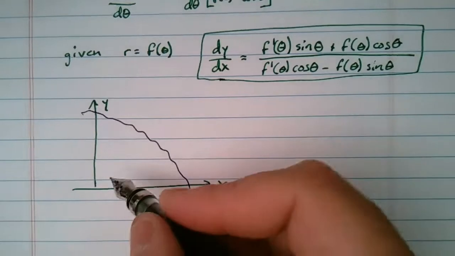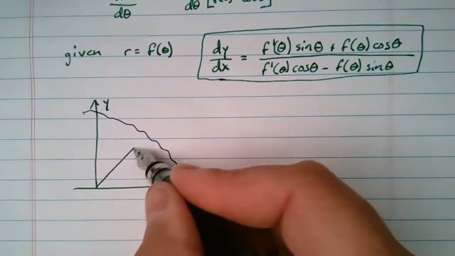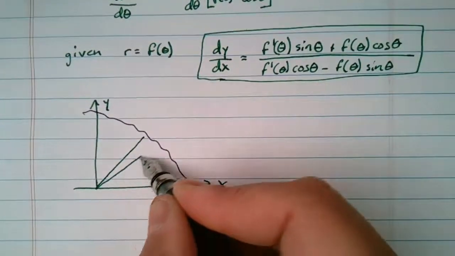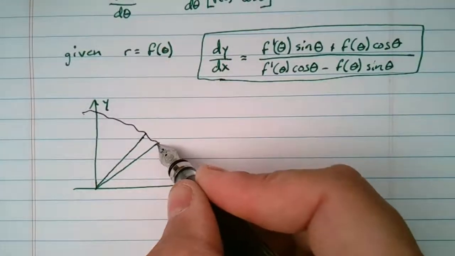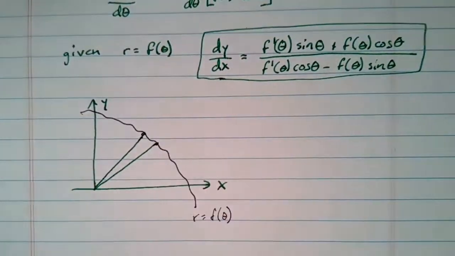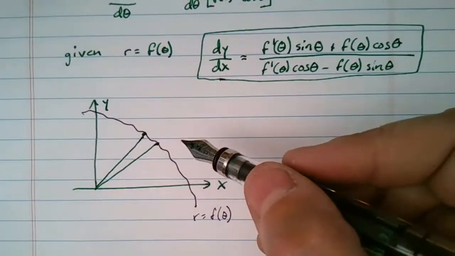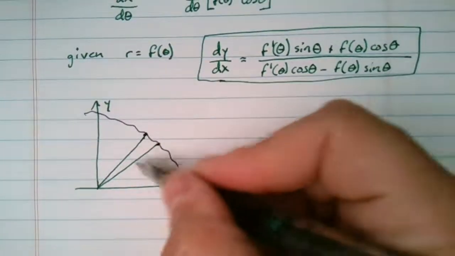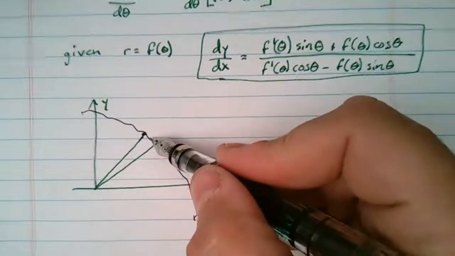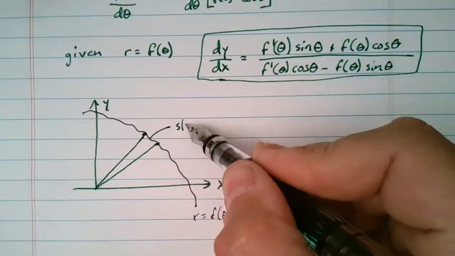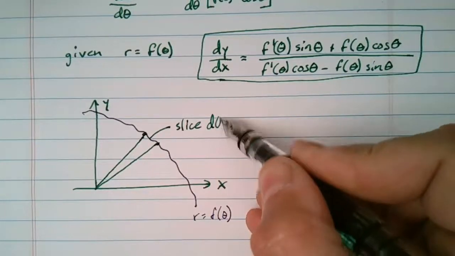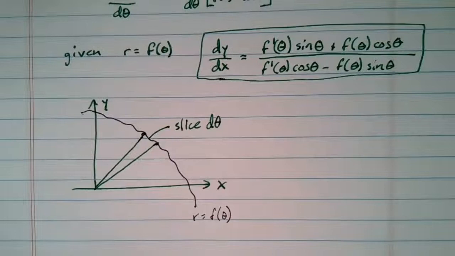Well, in polar coordinates, your slice is going to be like this. It's going to be a sector. Okay? So, if you look at this curve and you think of this slice, this slice is our d theta.